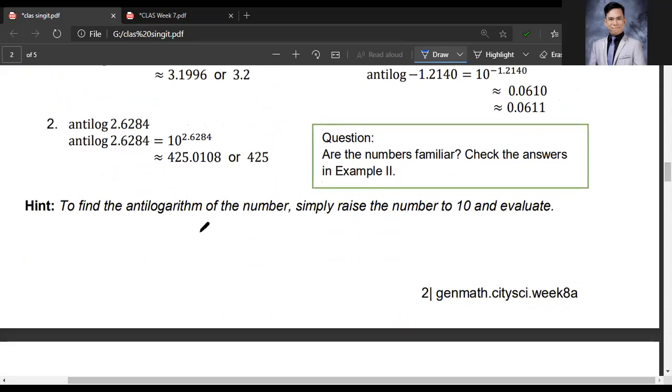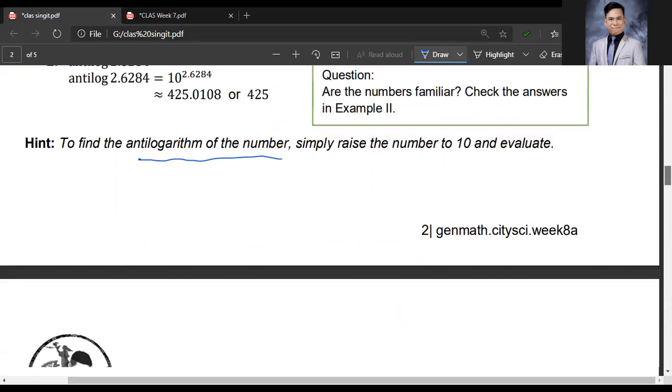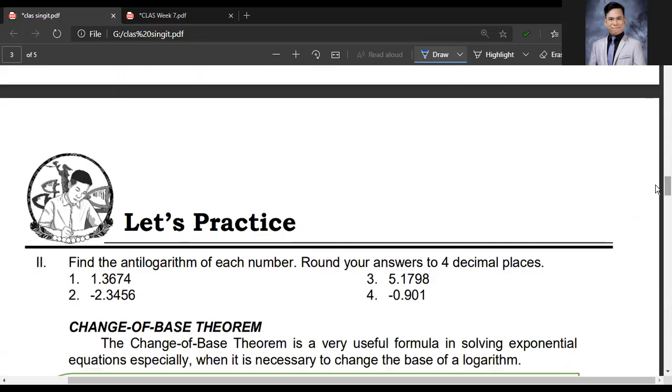O ayan o. Hint: to find the anti-logarithm of a number, simply raise the number to 10 and evaluate. So let's practice dyan. Itong mga number na to, gawin yung exponent ng 10 and that would be the answer. Okay? So yun po siya.